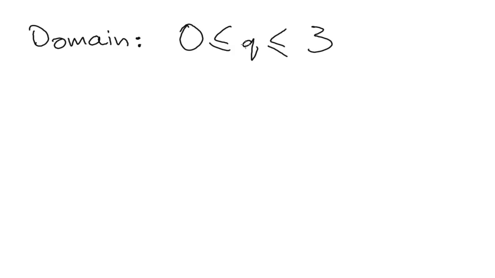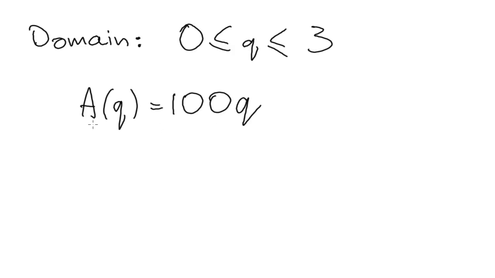The quarts has to be greater than 0 but less than 3. It could also be equal to 3. To find the range, evaluate the function using the least and greatest domain values. Using the given function, A of q equals 100 times q. At this moment, you have to evaluate your function when q is equal to 0 and when q is equal to 3. And this is how you would write it.